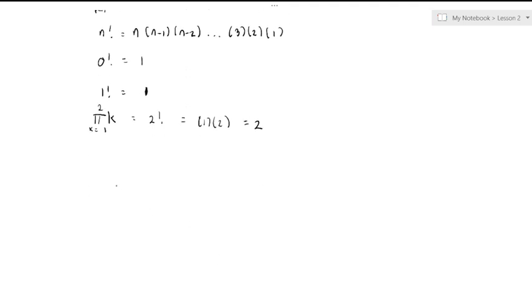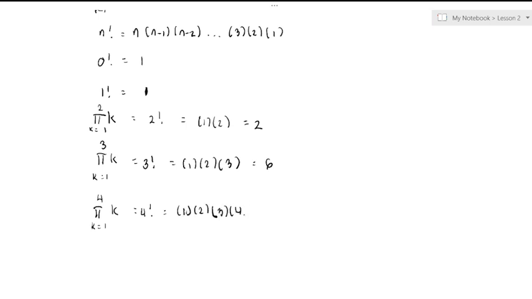So, next. So, product ng k equals 1 to 3. So, this is the same as 3 factorial. And that is 1 times 2 times 3. That's 6. Okay? Product of k equals 1 to 4. This is 4 factorial. And this is equal to 1 times 2 times 3 times 4. It's 24. And so on. Okay? And so on.